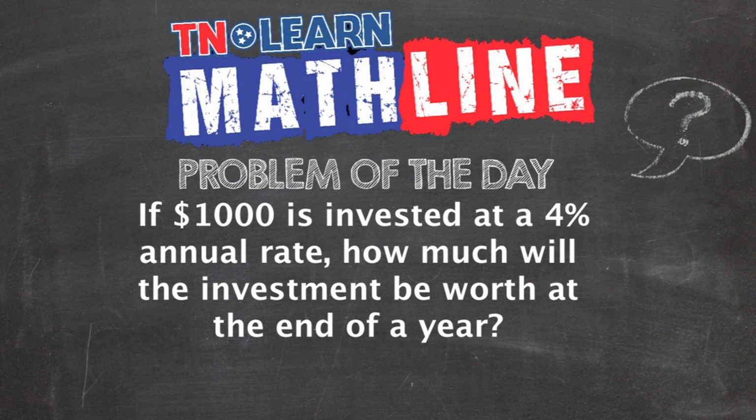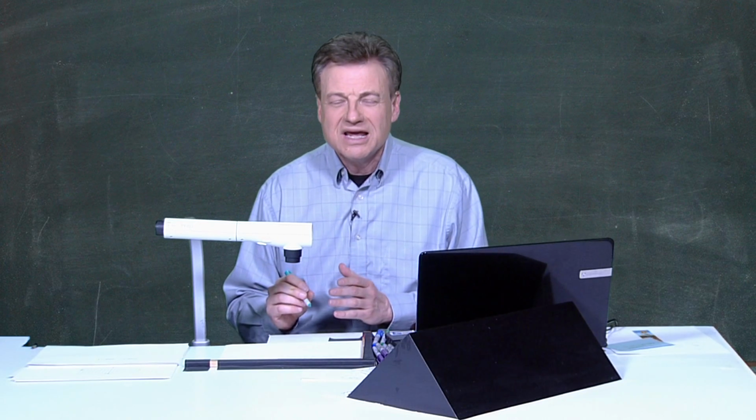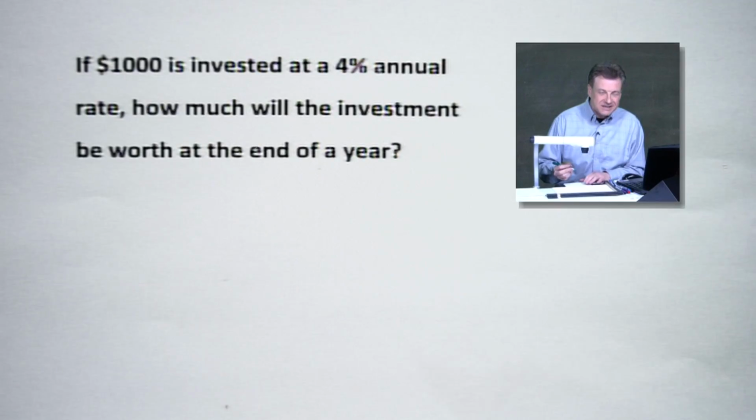Ooh, an investment problem. It says if $1,000 is invested at a 4% annual rate, that's yearly now, how much will the investment be worth at the end of a year? All right, so let's take a look at this problem, see what it's going to do. It's a nice investment. And the way things work in the world of simple interest, and this is what this is, this is a simple interest problem.